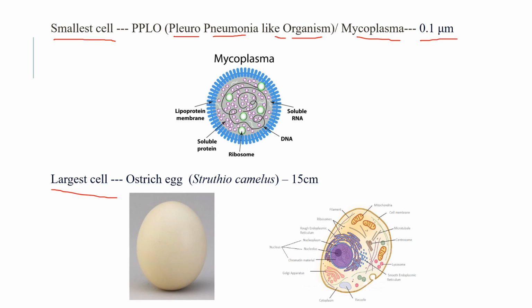And you know, mycoplasma is somewhere between bacteria and virus. Mycoplasma has no cell wall, and they have a lipoprotein membrane. This is the plasma membrane; soluble protein, ribosome, DNA, and soluble RNA are present, but there is no cell wall. The largest cell is the ostrich egg, which is 15 centimeter, and the scientific name of ostrich is Struthio camelus. So this is the ostrich egg, and this is the internal organization of the ostrich cell.